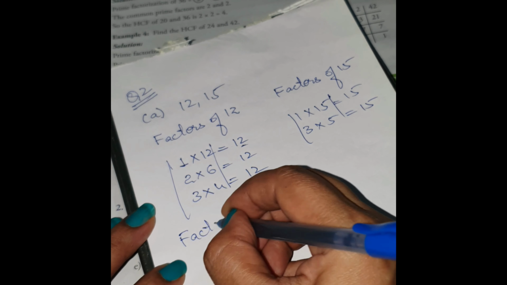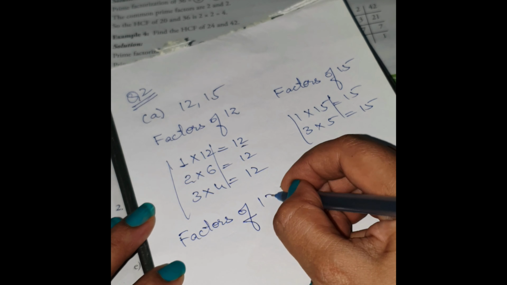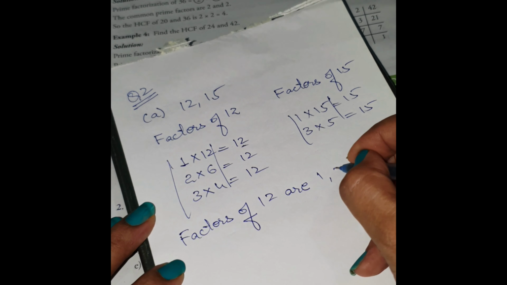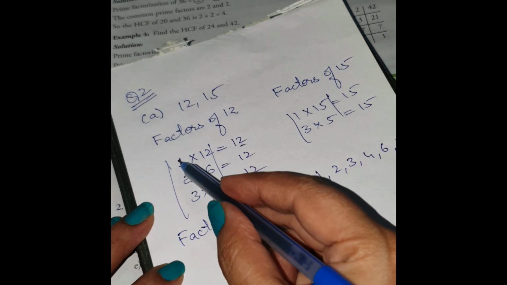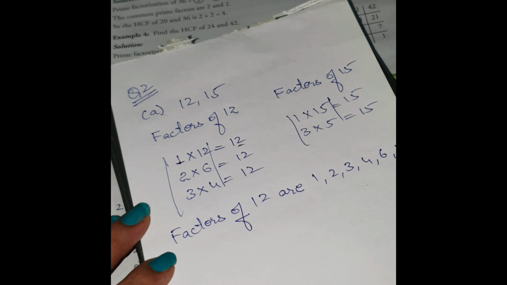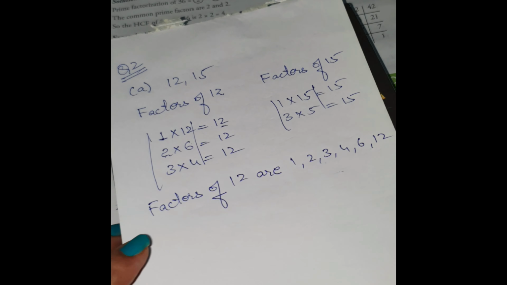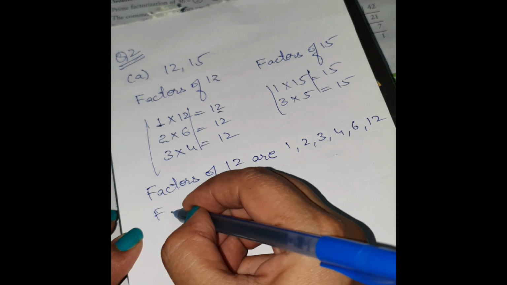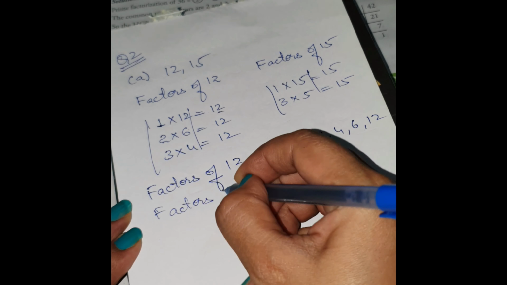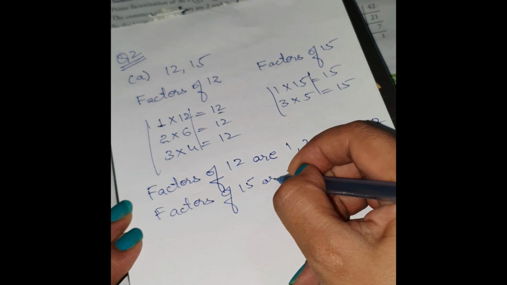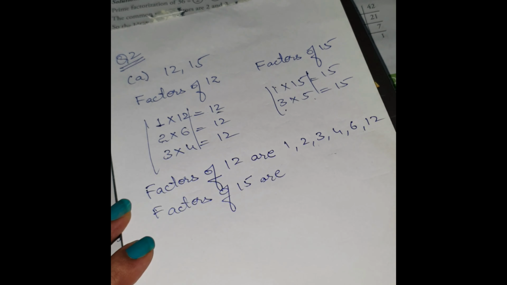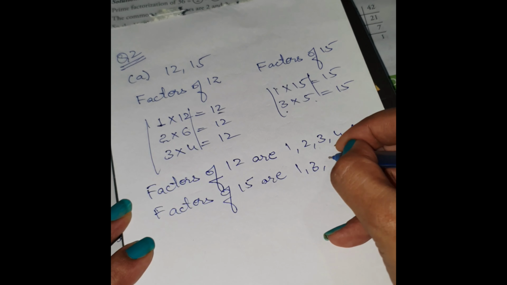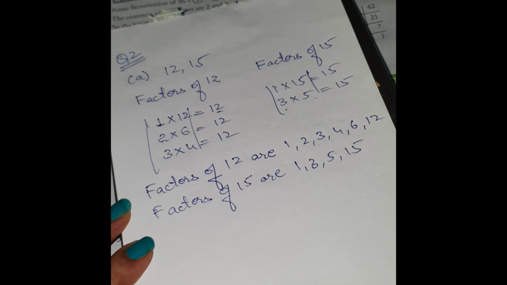Now see, you will write, factors of 12 are 1, 2, 3, 4, 6 and 12. So these are the factors of 12, right? And then in the next line, you will be writing factors of 15 are 1, 3, 5 and 15. These are the factors of 15.